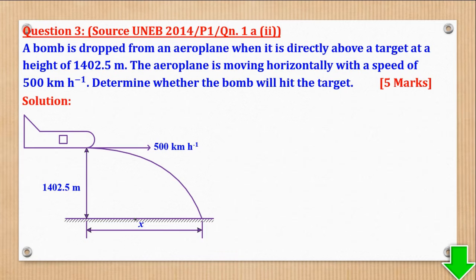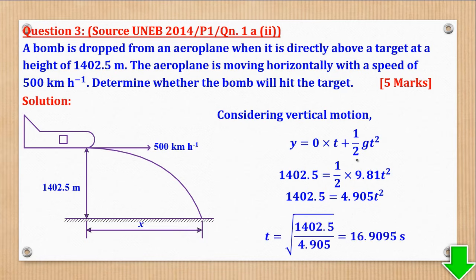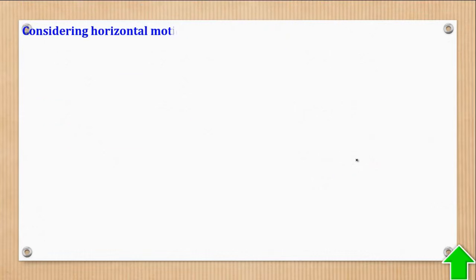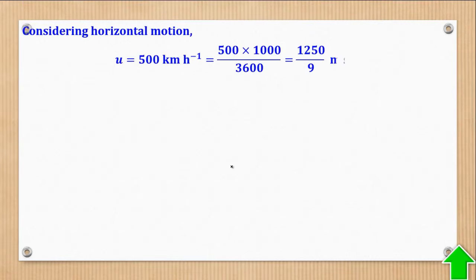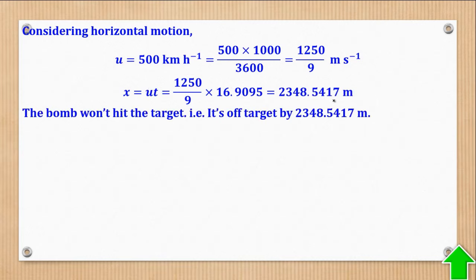So let's get the value of x. First, vertical motion, y is equal to 1/2 gt squared. Then substitute for y, for g, and get the value of t. After getting the value of t, I can now use horizontal motion. First of all, convert to meters per second to give you this. Then x is equal to ut, substitute for u and for t to get the value of this. And then you can conclude that the bomb won't hit the target. Why? Because it is off target by this distance.